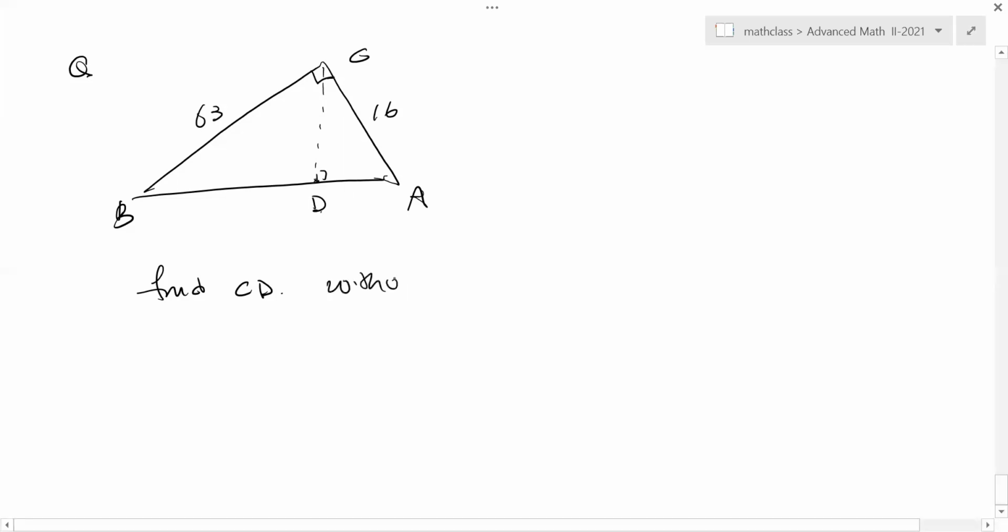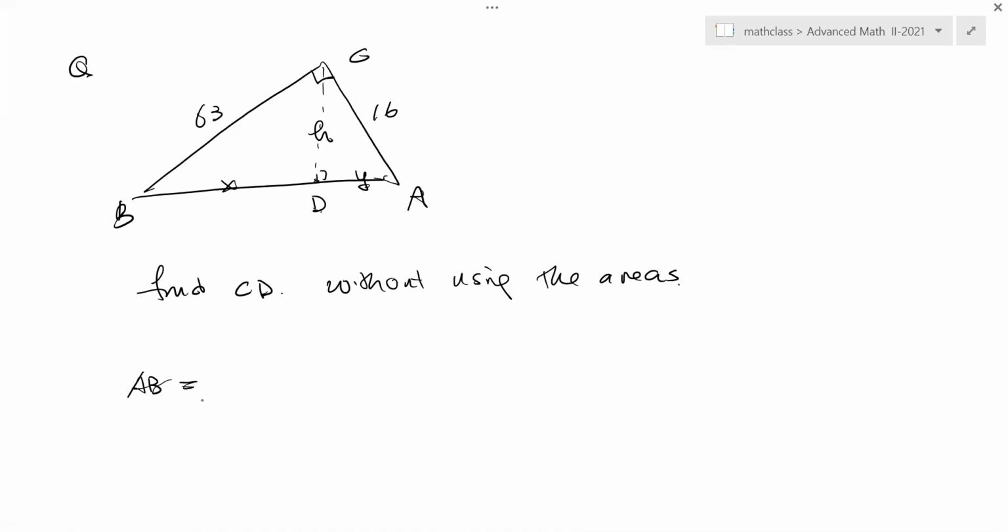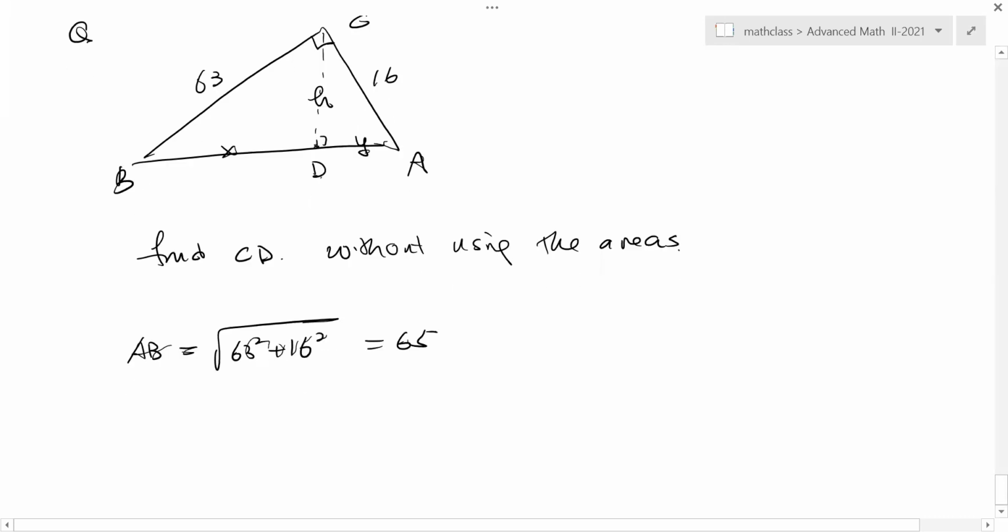Without using the area, how can I find the height? So I'm going to call it H, and this side called X, this side called Y. First of all, by the Pythagorean theorem, AB is going to be 65, right? Because this is 63 squared plus 16 squared, and after this, that's 65. So what does that mean? That means X plus Y is 65.